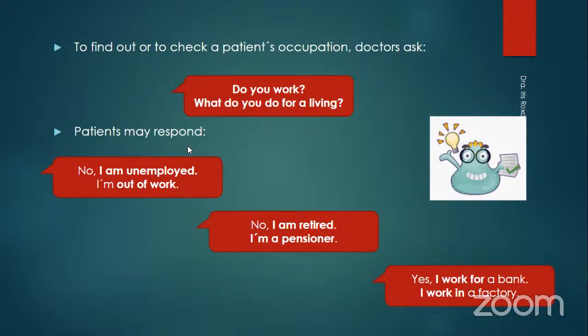Then we got the answer of the patient. They can say, no, I'm unemployed, or I'm out of work. This is a very common expression, I'm out of work. So according to this, we know that the patient at this moment is not working, of course. Another answer, no, I'm retired, or I'm a pensioner. Another way to receive the same information, right? Or, yes, I work for a bank, for example, or I work in a factory.